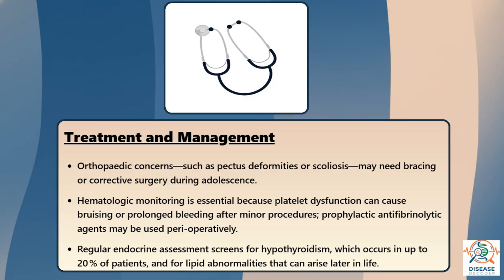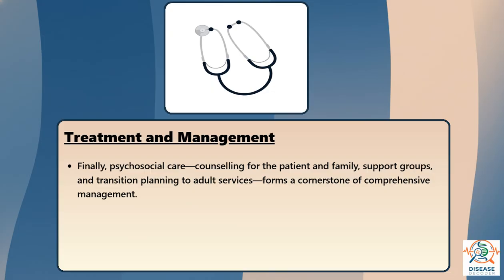Regular endocrine assessment screens for hypothyroidism, which occurs in up to 20% of patients, and for lipid abnormalities that can arise later in life. Finally, psychosocial care, counseling for the patient and family, support groups, and transition planning to adult services form a cornerstone of comprehensive management.